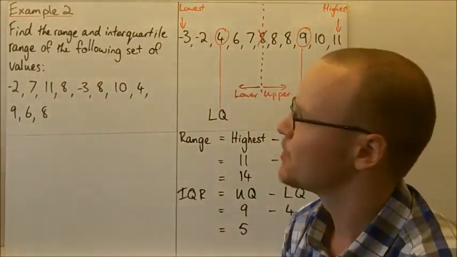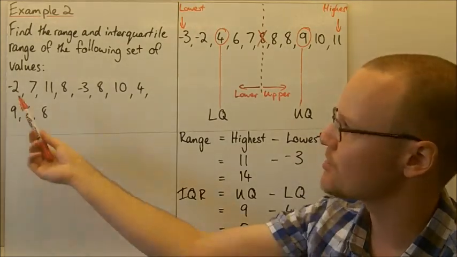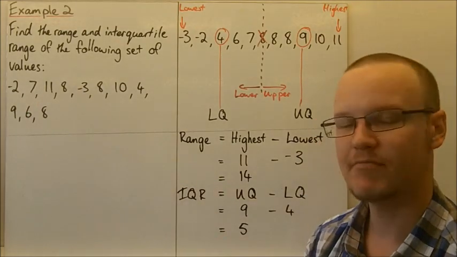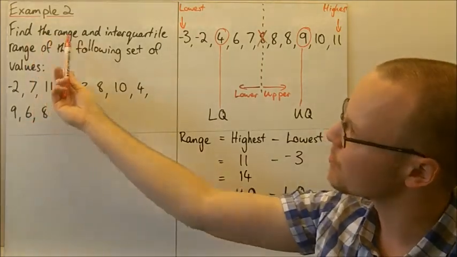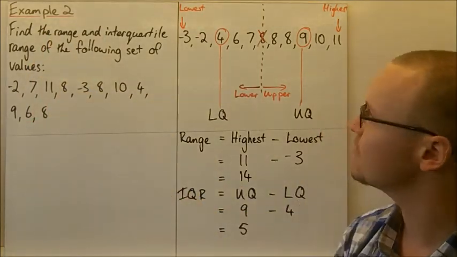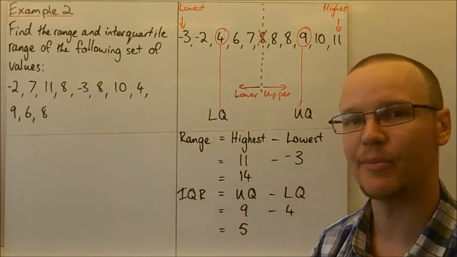Looking at another example now, we've got a different set of data here, and it might be a little bit trickier because we've got some negative numbers. So we need to do exactly the same thing we did with the last set of data. We're asked to find the range and interquartile range of this data. And so we can do that. We just need to order our data from lowest to highest.